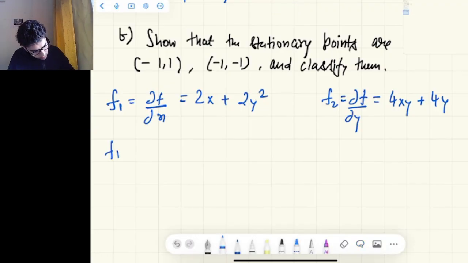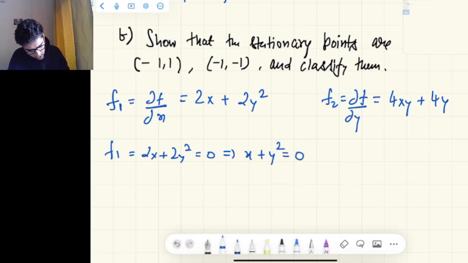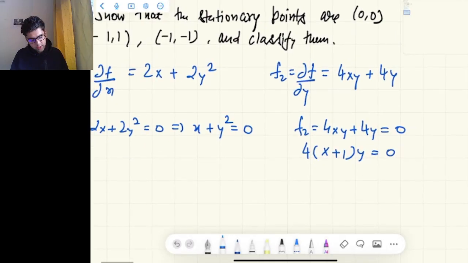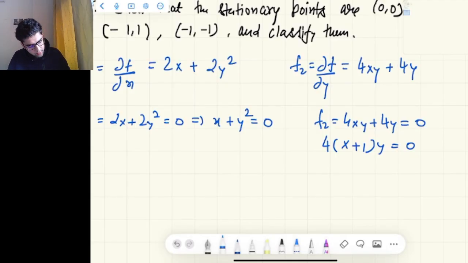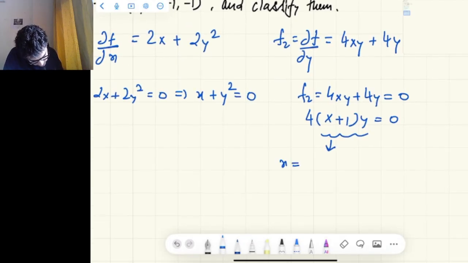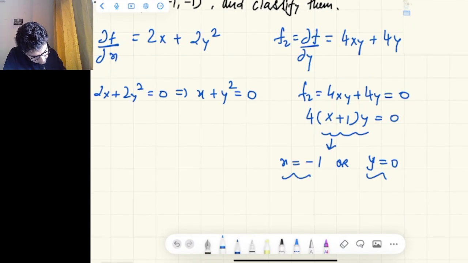So f1 is equal to 2x plus 2y squared equal to 0, which gives me x plus y squared equals 0. And f2 is equal to 4xy plus 4y equals 0, which gives me, if I take 4y common, 4y times (x plus 1) is equal to 0. So from here I can write the stationary points: either x is equal to minus 1 or y is equal to 0. Now I'll be putting these points in the first expression, right?